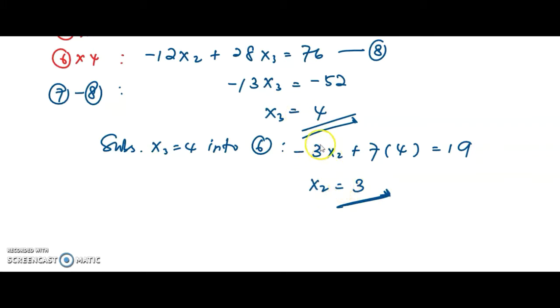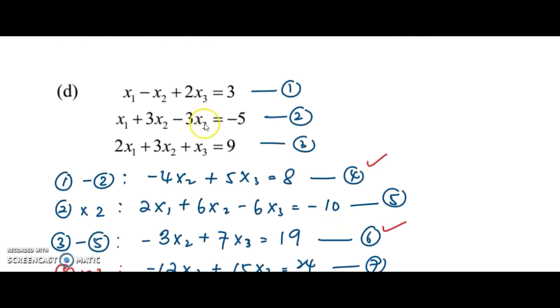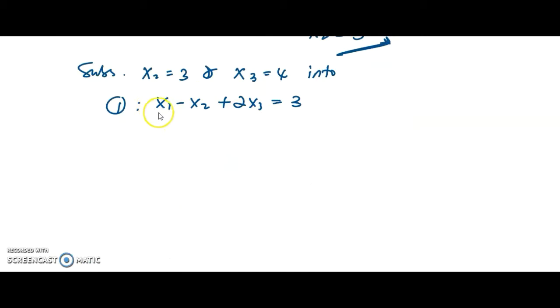So after that, you're going to solve for the x1 once you have the x2 and x3. So now we are going to substitute x2 equals to 3 and the x3 equals to 4 into where? Either equation 1, 2, or 3. I choose to substitute into equation 1. This is the equation 1. Now I'm going to put the 3 as the x2 and the x3 as 4. Then solve for the x1.